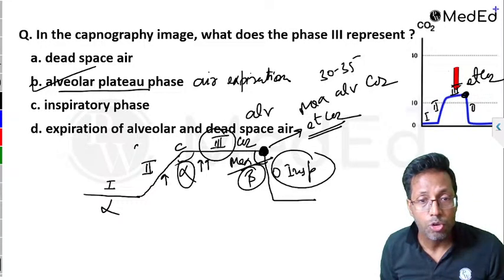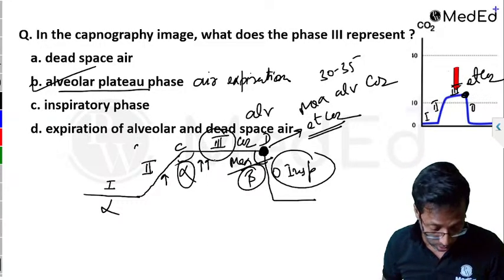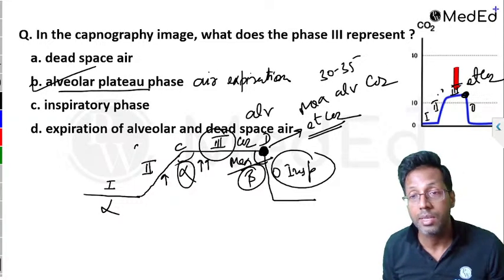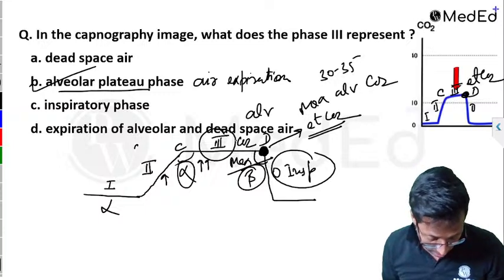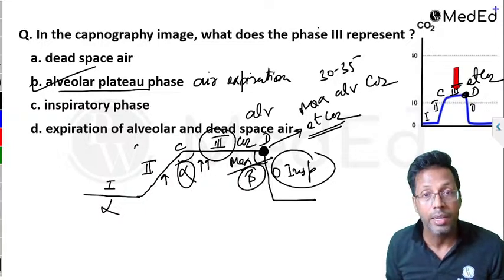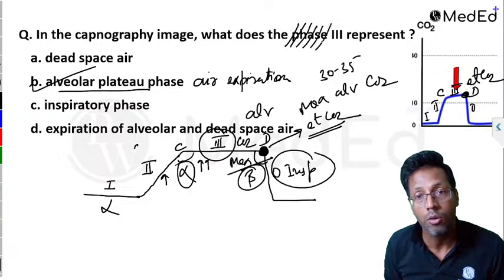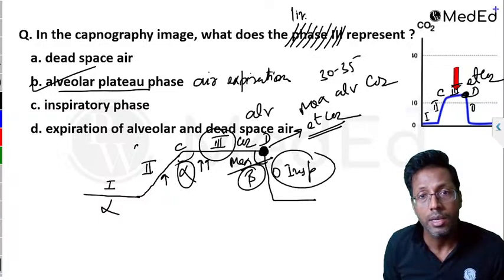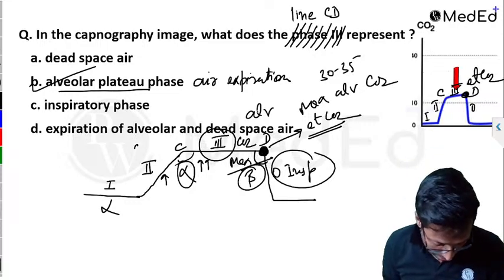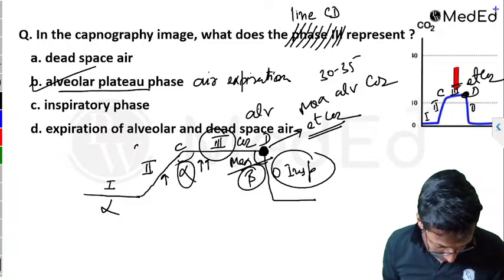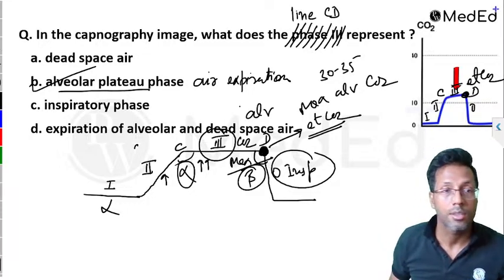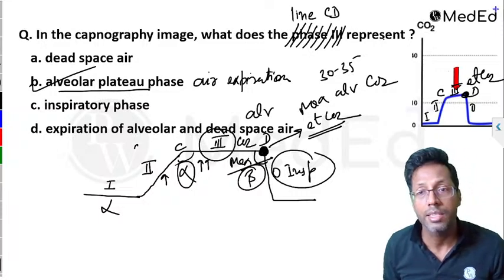Yes, so C and D, this is what we mark as A, B, C and D. So that is the alveolar phase. Okay, so you are reconstructing the question, Dr. Sanket. Nice. So Dr. Sanket says C was written here, D was written here, and they have asked what is the line CD, which means they have not asked you what is phase 3. Very good. Perfect, guys. So in the capnography, what does the line CD represent? This is what the question was. Am I right, Dr. Sanket? Okay, right. Dr. Sanket says this. So in the capnography image, what does the line CD represent?